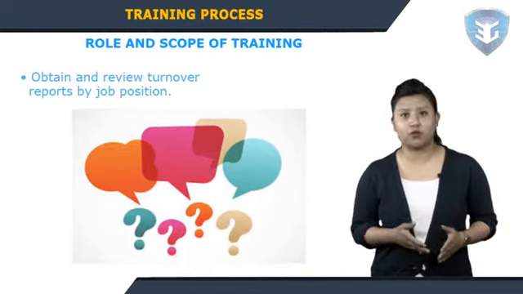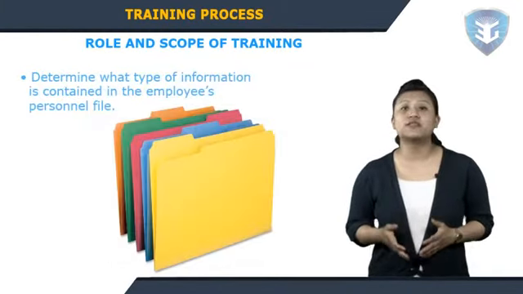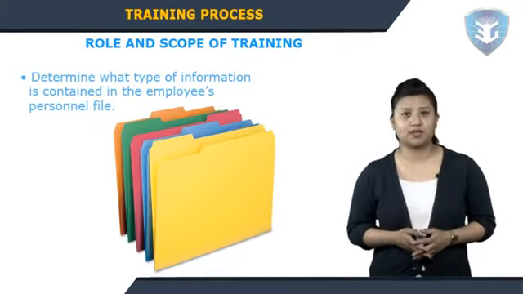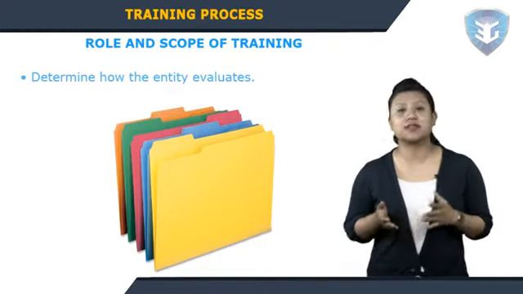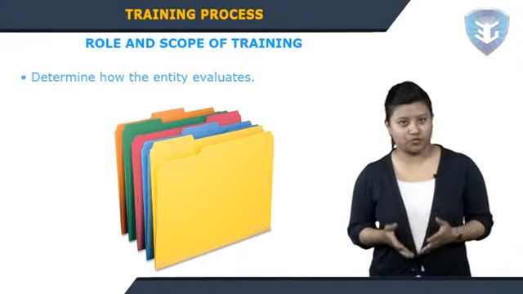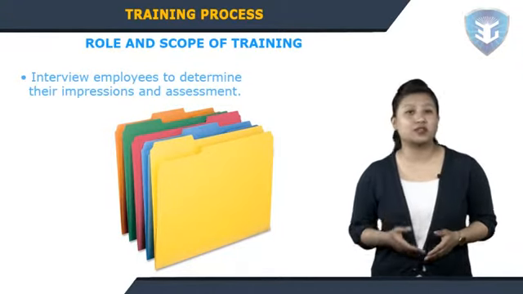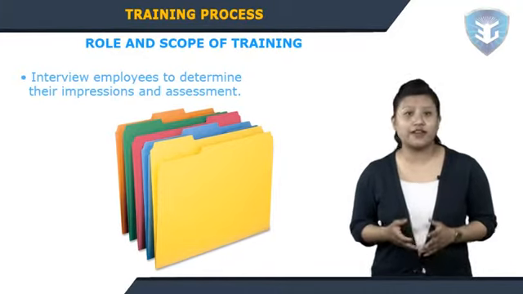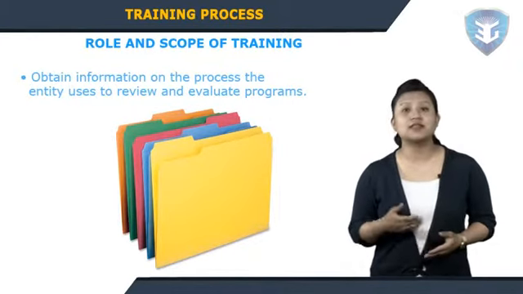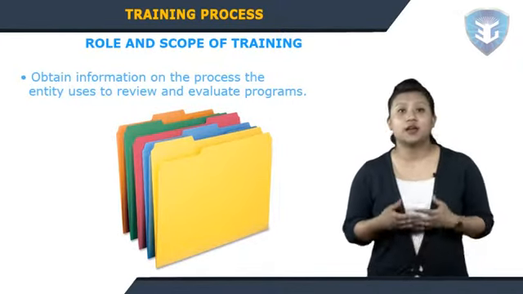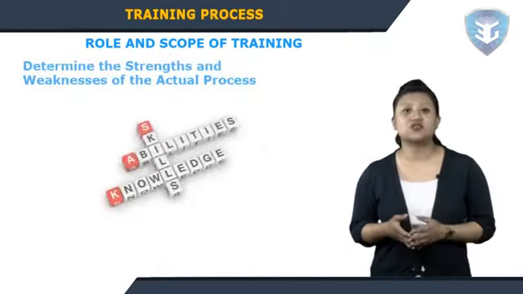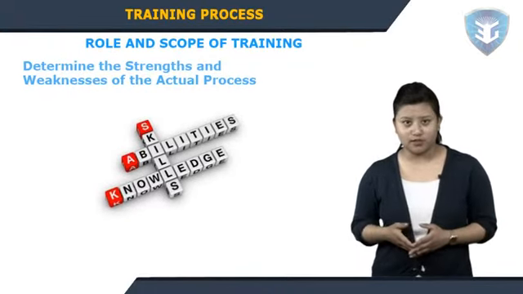Obtain and review turnover reports by job position. Determine what type of training and development information is contained in the employee's personnel file. Determine how the NTT evaluates its training and development program and individual classes and uses such evaluation information. Interview employees to determine their impressions and assessment of the effectiveness of the training and the development program. Obtain information on the process the NTT uses to review and evaluate its training and development processes and its programs. Determine the strengths and the weaknesses of the actual process.